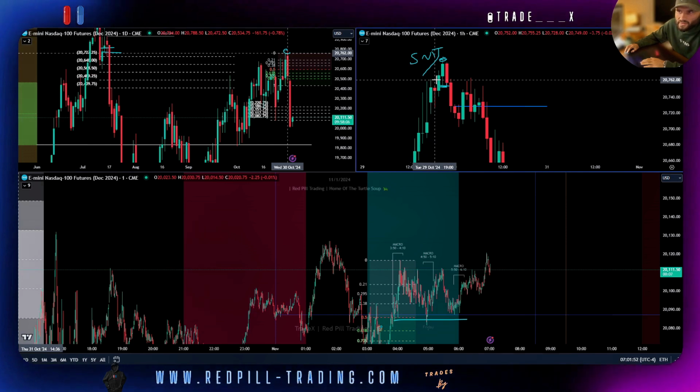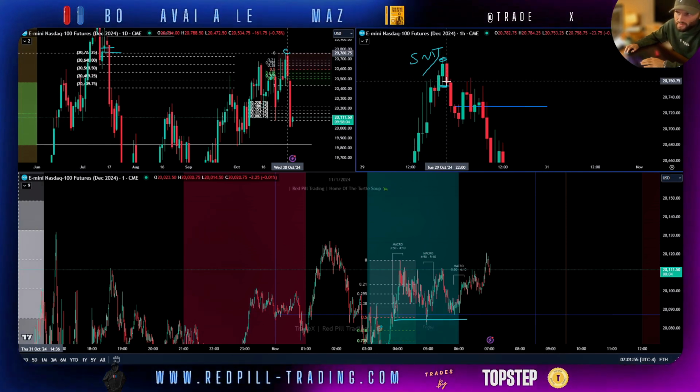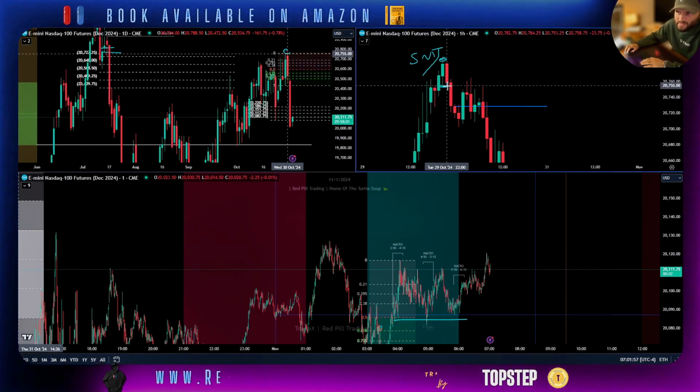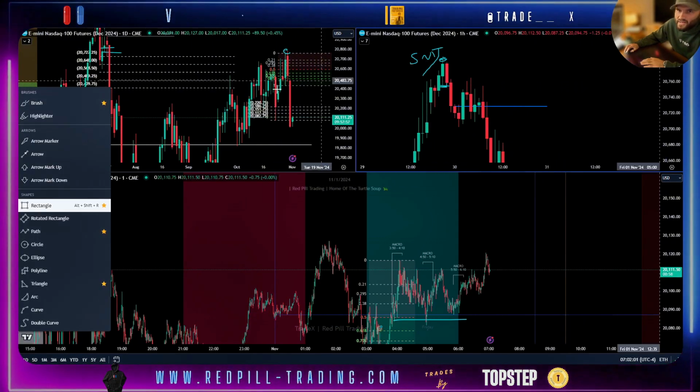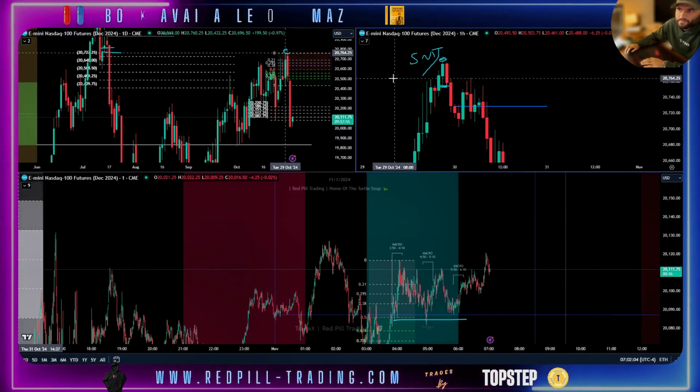Okay, what you're looking to do is once you have this violation, so once price has a change in the state of delivery, you're going to measure the width of that order block.